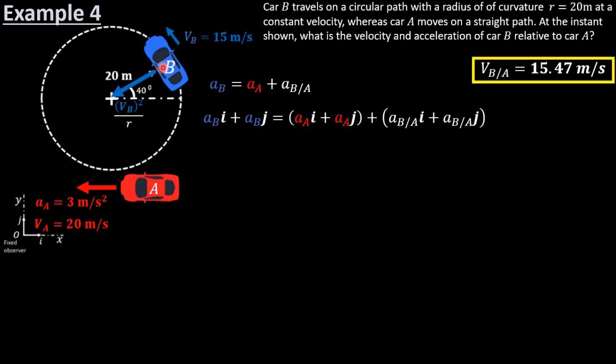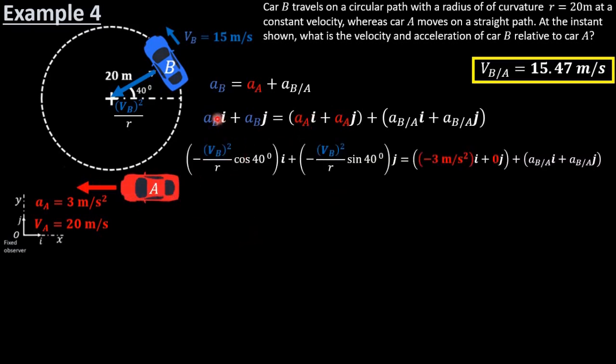This is going to be pointing towards the center because the velocity along the circular path is constant at 15 meters per second. We want to find the components of this acceleration in the I and J directions. And we know car A is accelerating at 3 meters per second squared to the left. That means the acceleration is going to be negative here because it's going to the left.